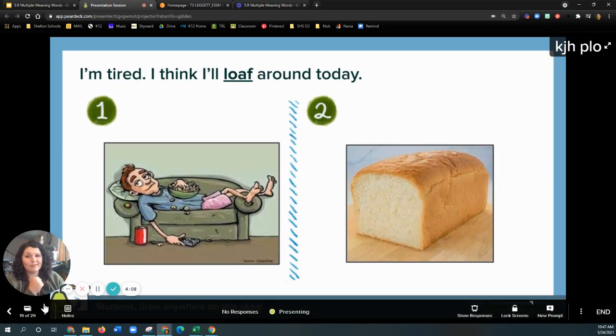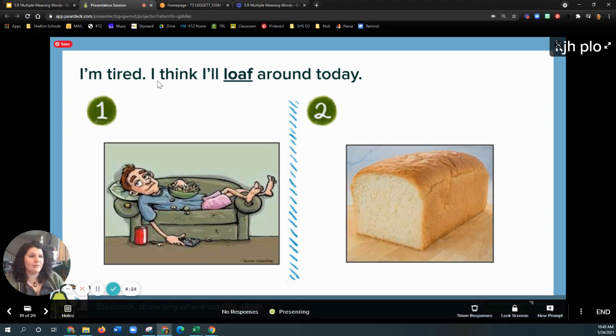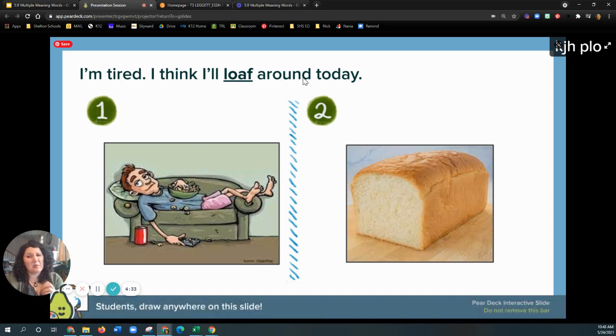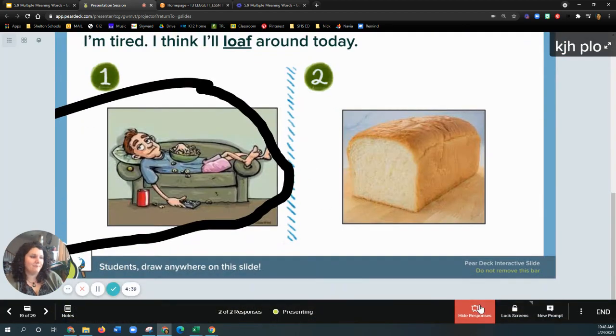So I'm giving you some easy ones here. I'm tired. I think I'll loaf around today. You could also call someone a loaf. So if you say this, I think I'll loaf around today, do you mean be a couch potato? Or do you mean, I think I'm going to become a loaf of bread? Yep, there we go.